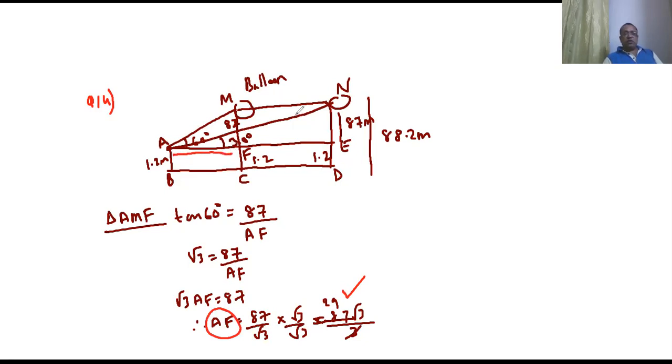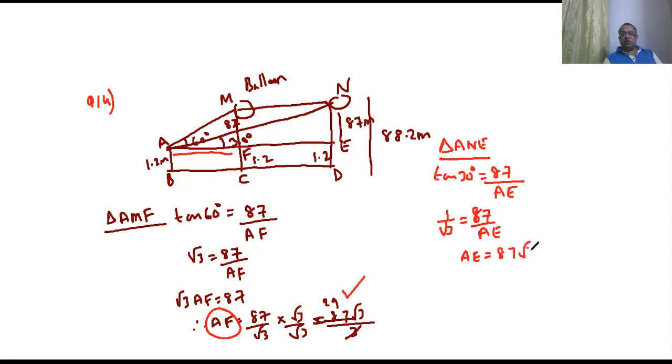Now I'm going to take the next triangle, that is triangle ANE. I'm going to use tan 30 is equal to perpendicular. So the perpendicular is 87 upon the base length, which is AE. Right? Tan 30 value is 1 by root 3. I'm going to substitute that. Cross multiply, I'm going to get AE as 87 root 3 meters.